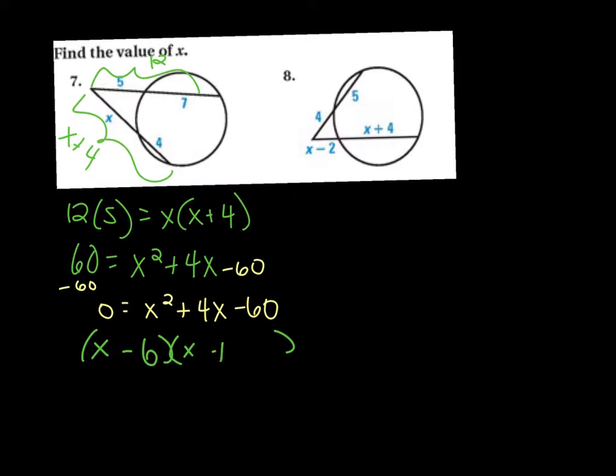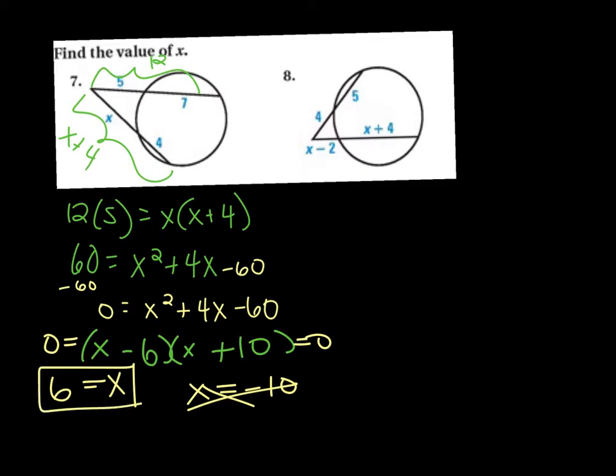Negative 6, positive 10. Set them each equal to 0. X is 6 and x is negative 10. And then we rule out the negative and keep the positive 6.